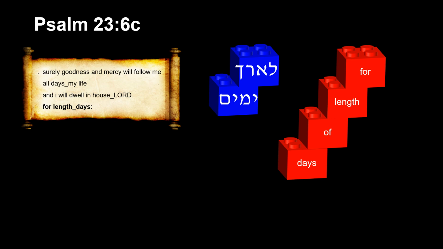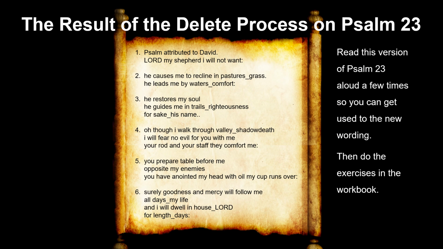Okay, so we have a delete process going on here. For length days, surely goodness and mercy will follow me all days my life, and I will dwell in house, Lord, for length days. Okay, so this is the result of the delete process on Psalm 23. Read this version of Psalm 23 aloud a few times so you can get used to the new wording, and then do the exercise in the workbook, and then you'll be ready for the next session.